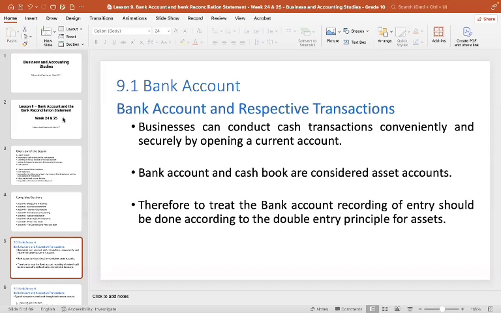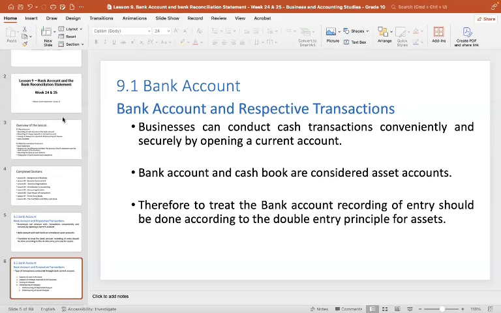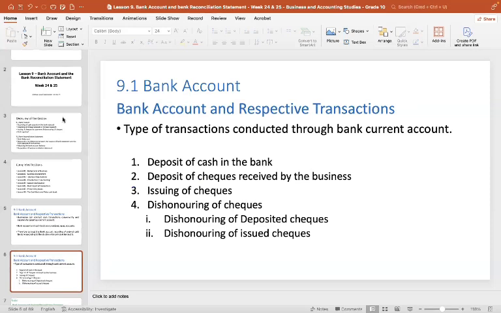Okay, and in terms of accounting, since we are learning about accounting, bank account and the cash book, both of them are considered as asset accounts. Bank account and the cash book, both of them are asset accounts. So when we are treating the bank account, we will be using the same accounting double entry principles that we use for the cash account as well. Okay, so simply we will be using double entry principles that we are using for assets when we are working with the bank account.